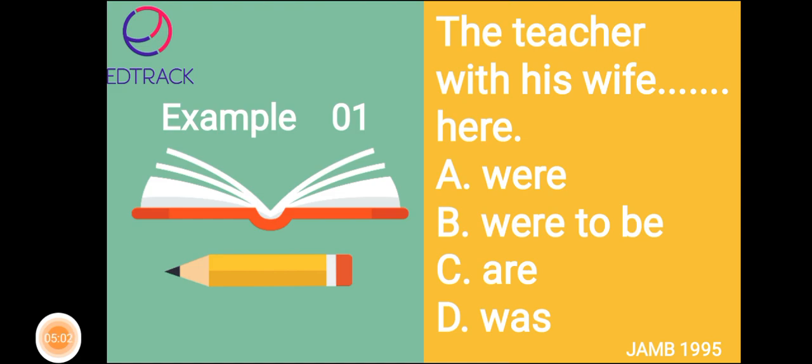Option A, were. Option B, were to be. Option C, are. Option D, was. This particular question is extracted from the JAMB question for year 1995. So, what is our answer?